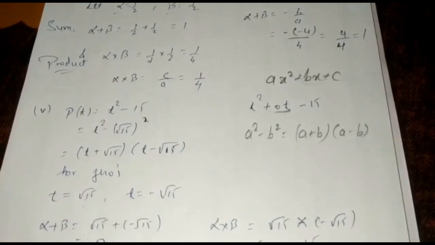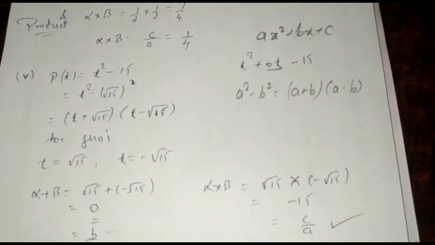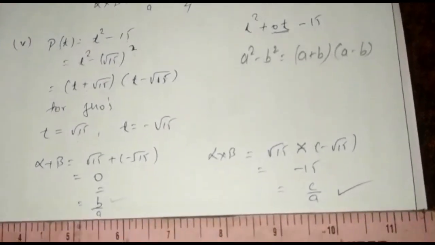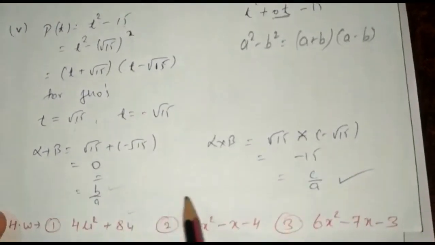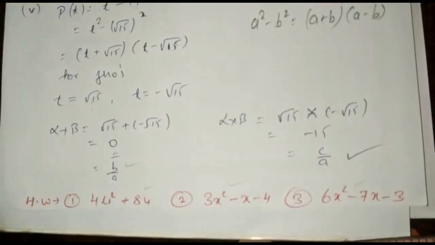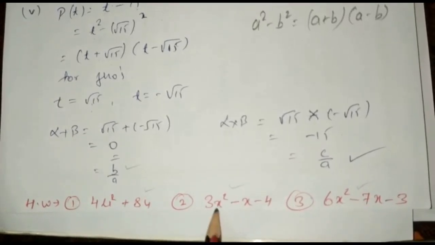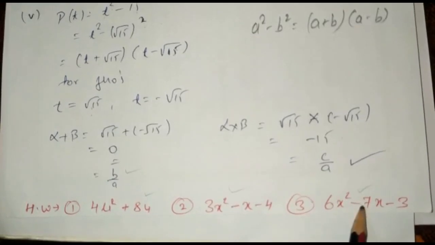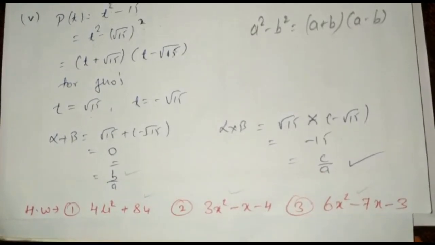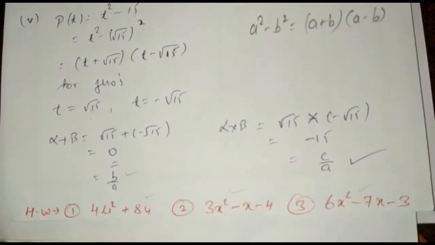So here are three questions related to the relation between zeros and the coefficients of a polynomial, and there are three more questions. You have to solve them on your own. Those are 4u square plus 8u, and the next one is 3x square minus x minus 4, and the next one is 6x square minus 7x minus 3. So you have to try it at home on your own and get the answers.